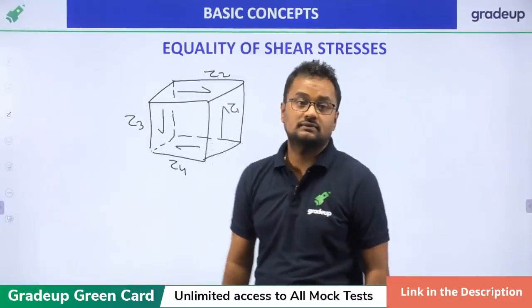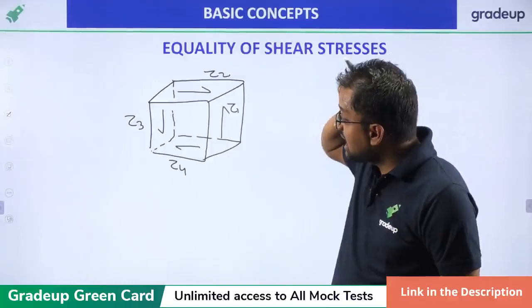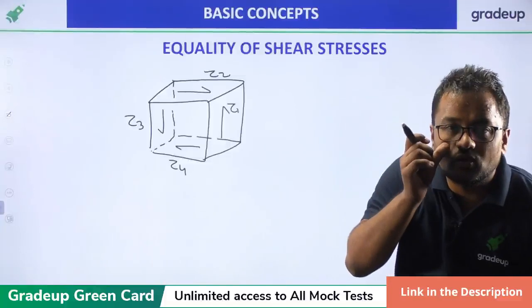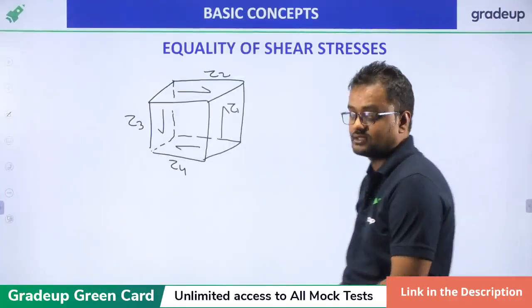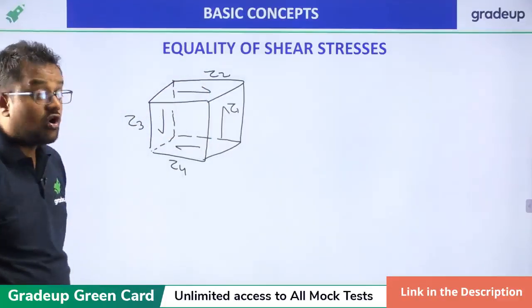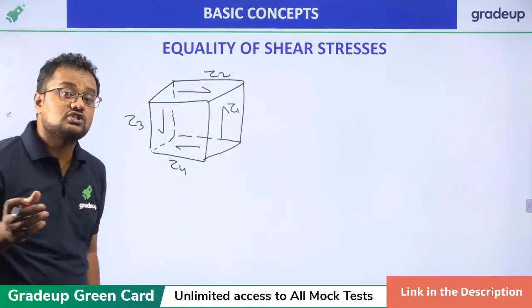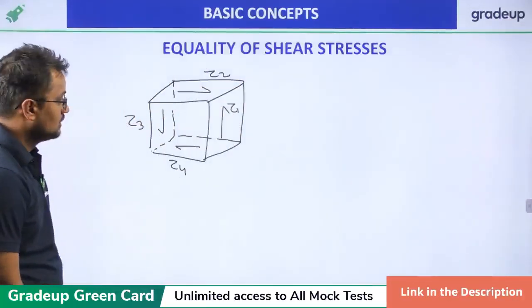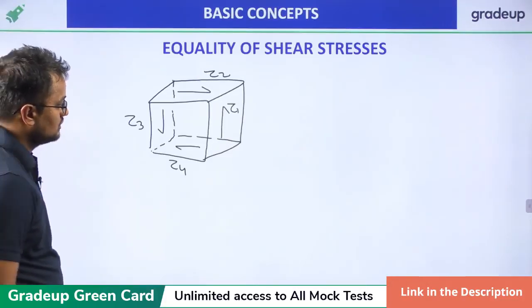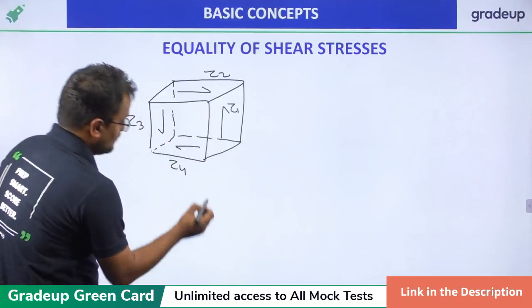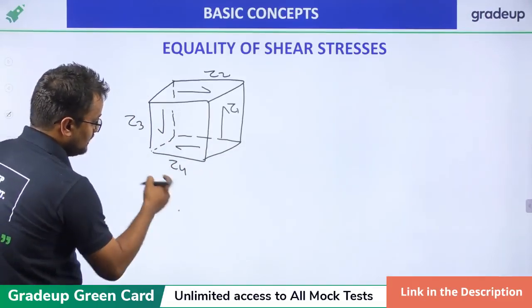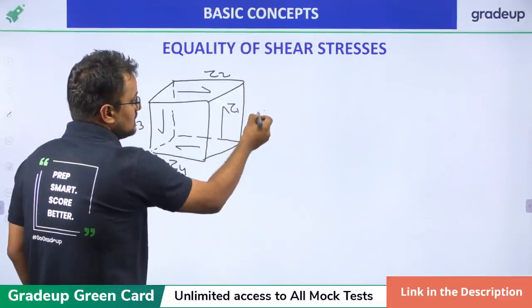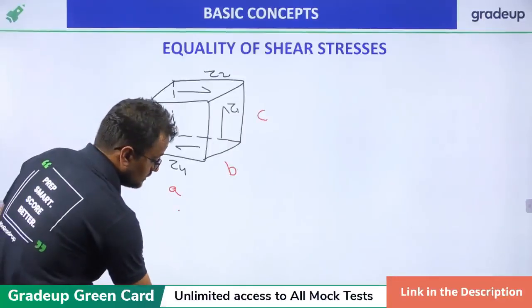Now my dear students, these are the stresses that I have denoted. Suppose these stresses tau 1, tau 2, tau 3 and tau 4 are acting on this. Then I want to have the relations between tau 1, tau 2, tau 3 and tau 4. Now, suppose this length is A from here to here. Suppose this length is B, and from here to here, suppose this length is C.